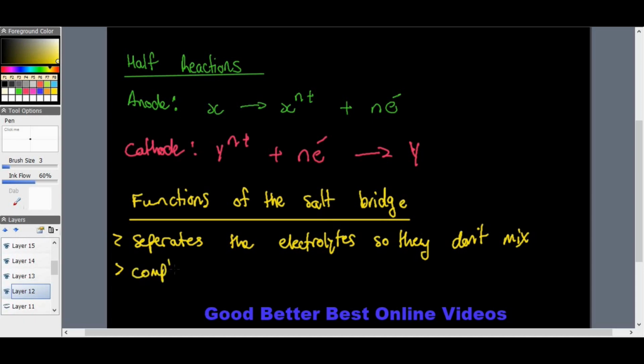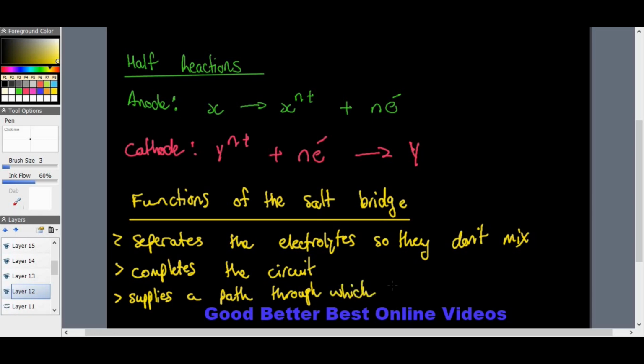The most memorable one, because it's short, is that it completes the circuit. But sometimes in a test, they might pull a fast one on you and say, besides the fact that it completes the circuit, what is the other function of the salt bridge? If you only remember that one, you're in a bit of trouble, so take time to remember all. The last one, also quite obvious, is that it supplies a path through which ions can move, and you can add in brackets, to restore neutrality. So those are the functions of a salt bridge. It is examinable, so please make sure we learn them.